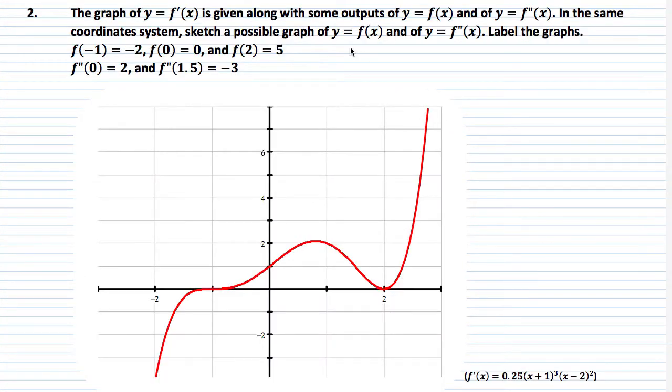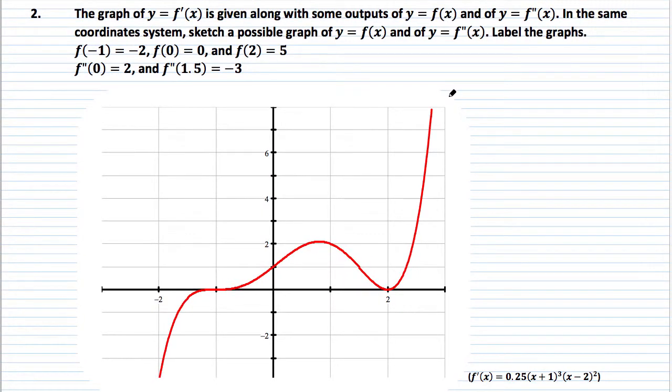All right, for question 2, we're given a graph of f prime of x, and we're given some points for the function and the second derivative of the function. And we want to sketch the graphs of the function and the second derivative. So this right here, we're going to go ahead and label as f of x, just to make sure that we are unambiguous about it.